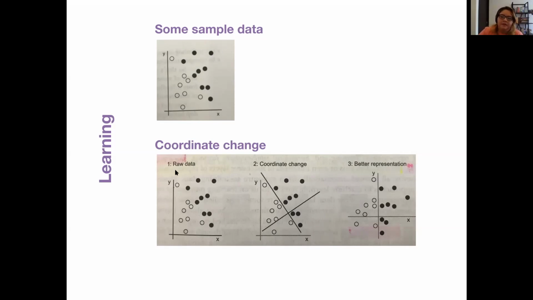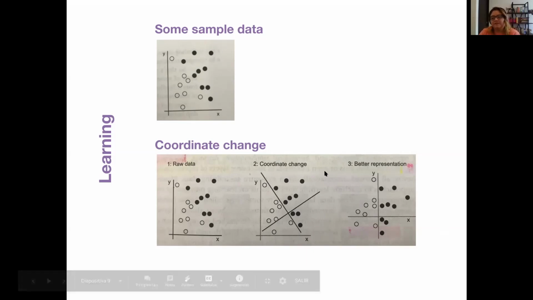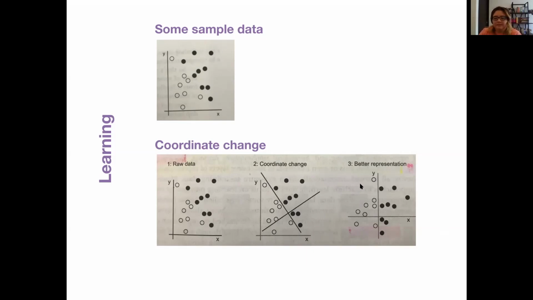So most of the machine learning models I know, or that exist in general, use a coordinate change system to make a better representation of the data.